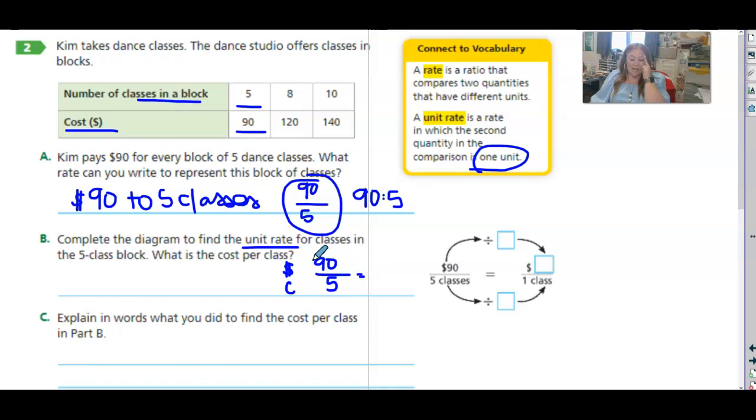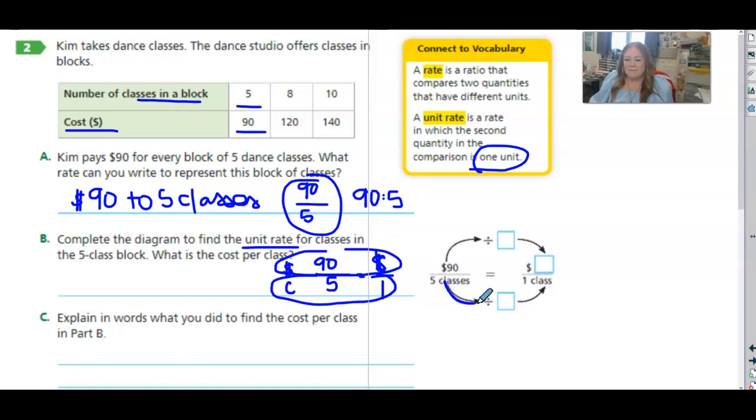And it's asking what is the cost? So my money, right? How much is the money for one class? So we can see that here. $90 for 5 classes. How much for one class? I love to put the labels out to the side to make sure this whole row is talking about money and this whole row is talking about the classes, and it matches up.